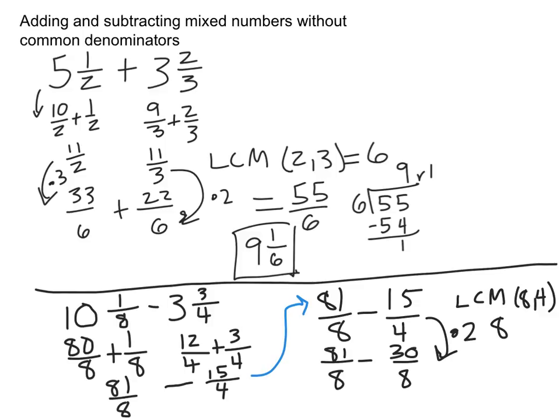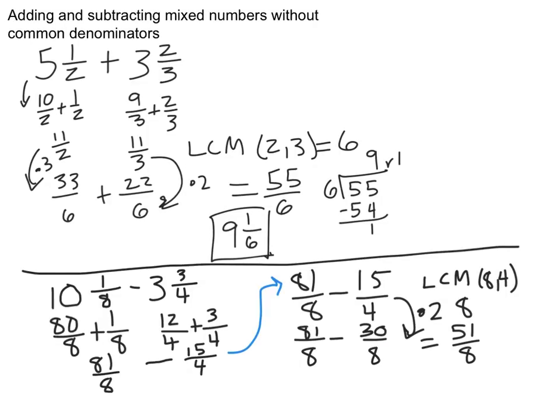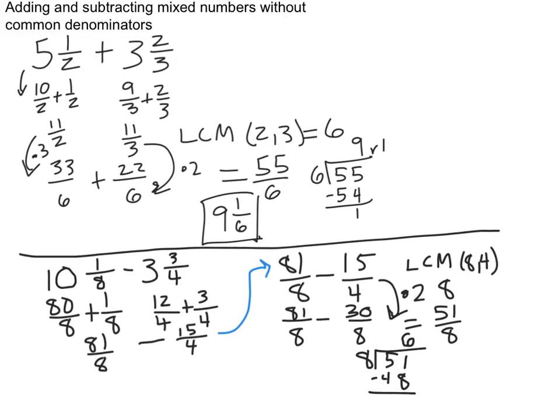And now I'm ready to subtract. So I do 81 minus 30, which gives me 51/8. And then of course I'm not quite done yet because I need to see how many times 8 goes into 51, which is 6, because 8 times 6 is 48, leaving me with 3 left over. So now I have 6 remainder 3, so this leaves me with 6 3/8.